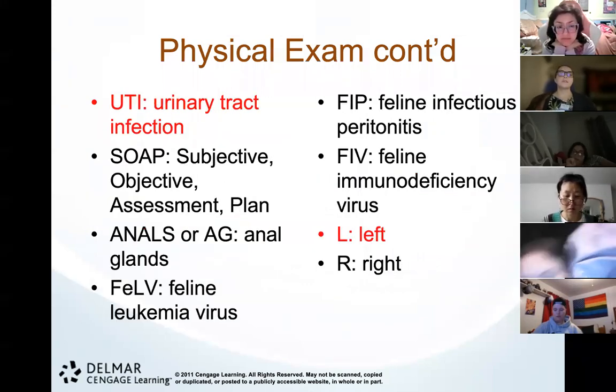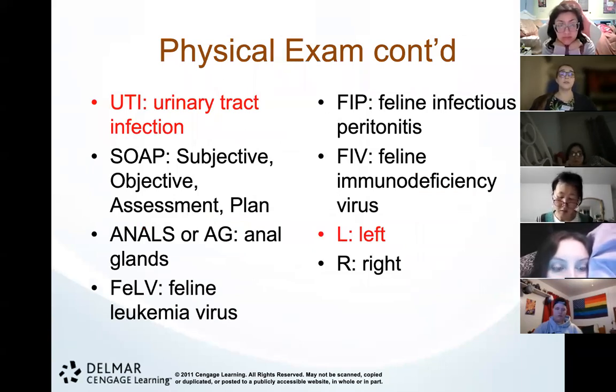Continuing with some of those physical exam abbreviations, UTI is the abbreviation we use for a urinary tract infection. We have our SOAP, which we'll be doing for every single patient that walks through the door that gets an exam. We will be filling out a SOAP. That is the exam notes. So SOAP stands for subjective, objective, assessment, and plan.